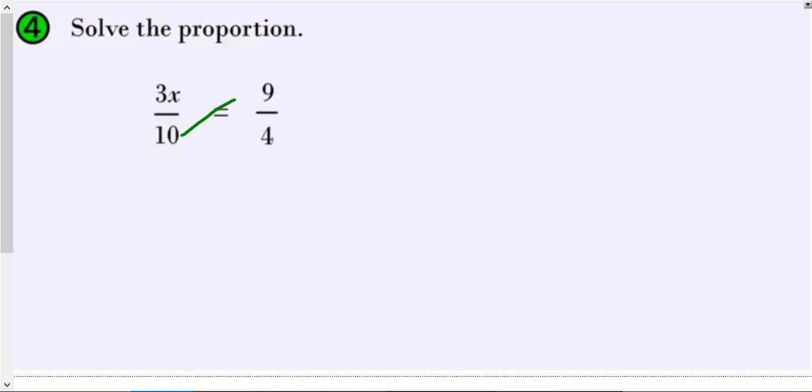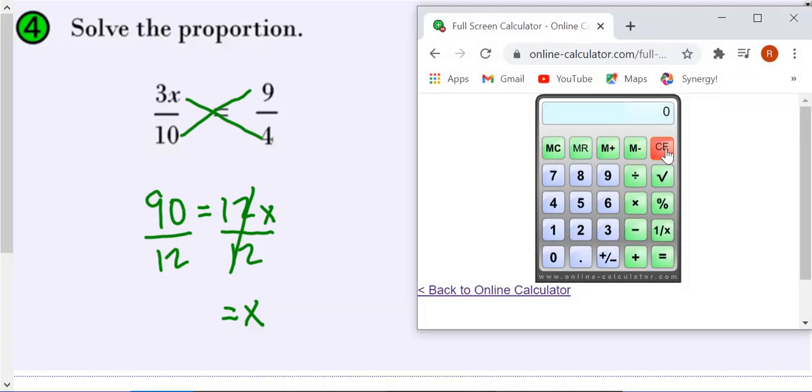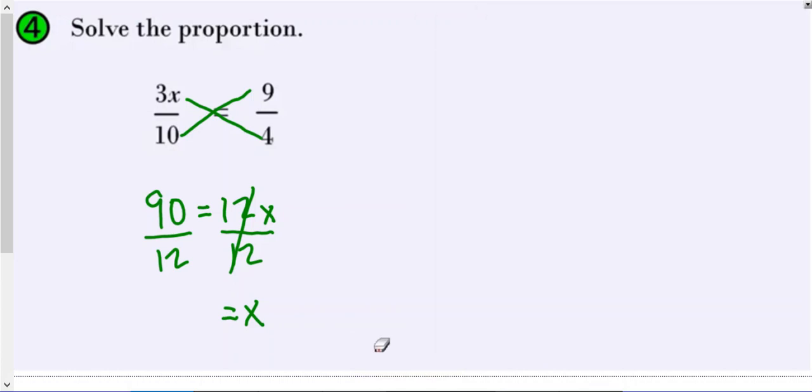First thing we have to do is cross multiply, and 10 times 9 will give you 90. And then 3x times 4 is going to be 12x. So we get 90 equals 12x. And now we're in the same situation that we've been in before. We're in a one-step equation. We divide by 12 here and divide by 12. This will cancel, and we'll be left with just x. And then we get our handy-dandy calculators, and we say 90 divided by 12 is equal to 7.5. So x equals 7.5.